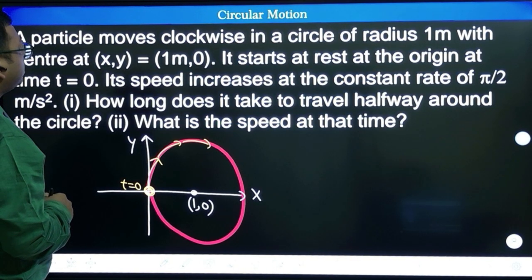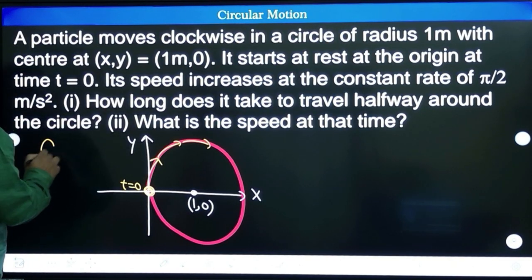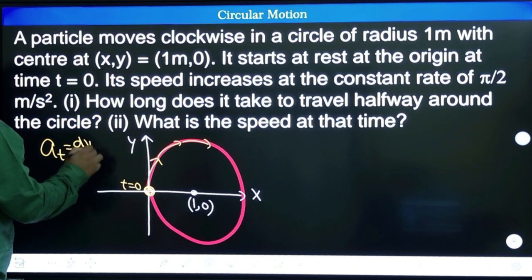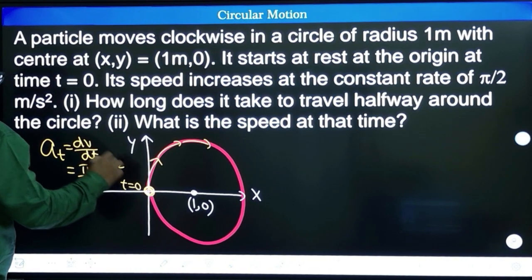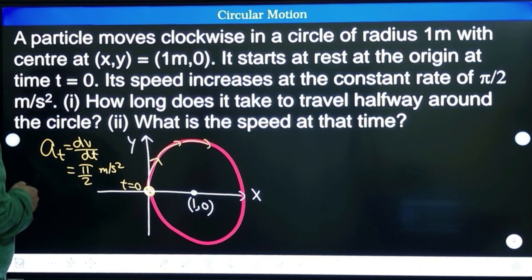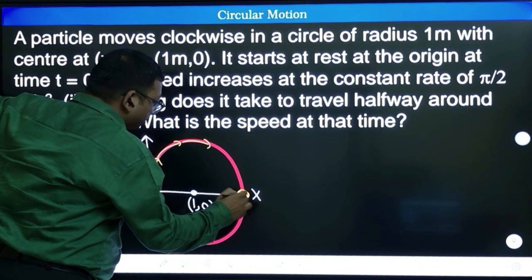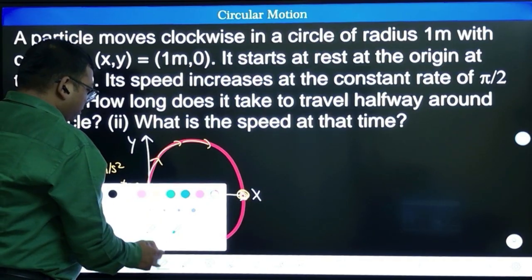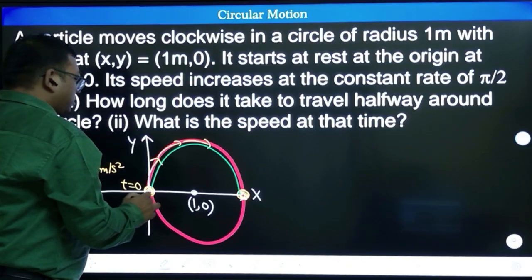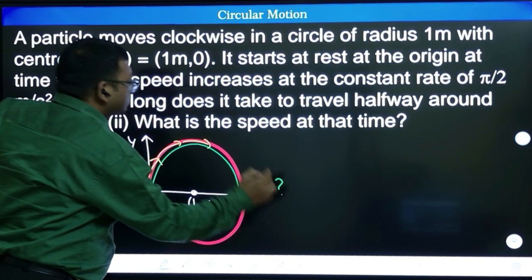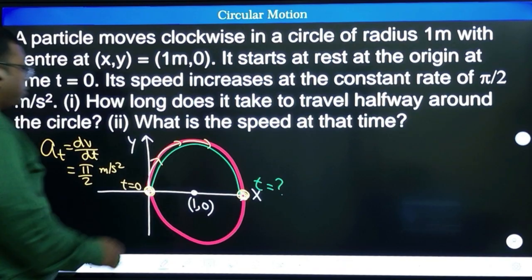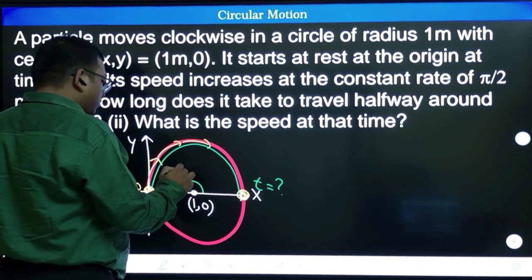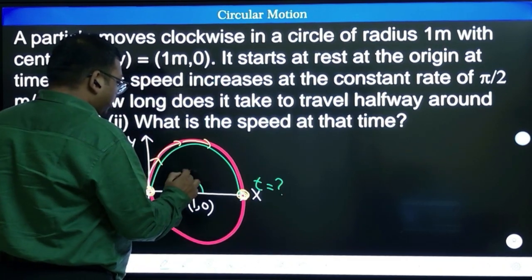Speed increases at a constant rate, that means tangential acceleration is given, right? The rate of change of speed they have given is pi by 2. Radius is also 1. How long does it take to travel halfway around? Halfway means it will come here, right? So what time will it reach here? That is the question. That means we know the angle rotated is pi, 180 degrees.